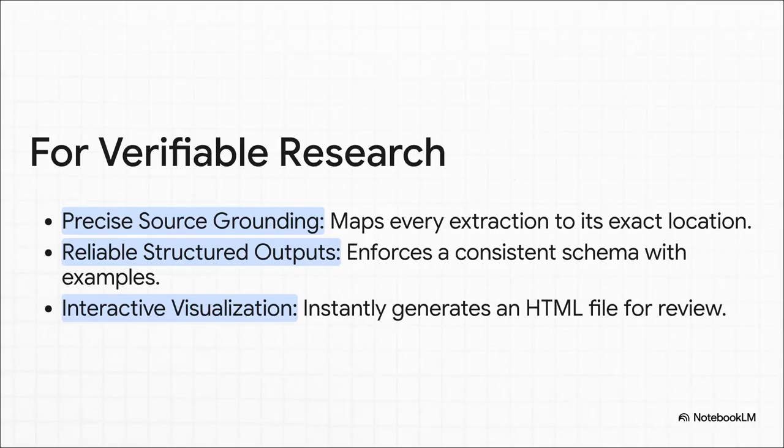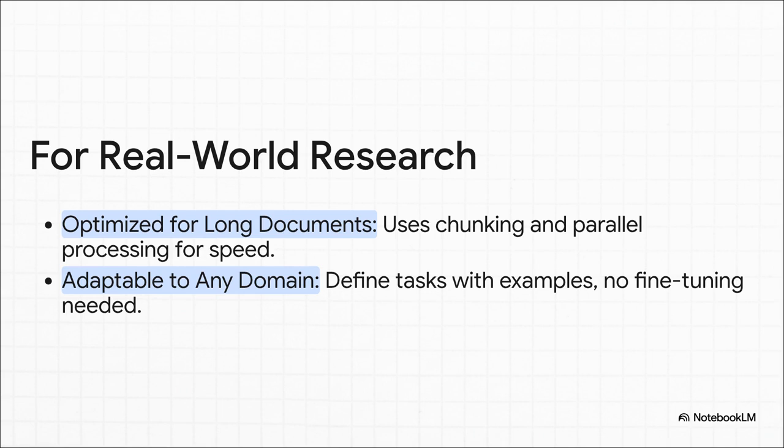First off, for any kind of verifiable research, that source grounding is just non-negotiable. It means you can literally click on any data point it extracts and see exactly where it came from in the text. No black boxes. The tool also forces a consistent output structure, which keeps your data nice and clean. And my favorite part? It generates an interactive HTML file so you can visually check the results yourself. It's pretty cool.